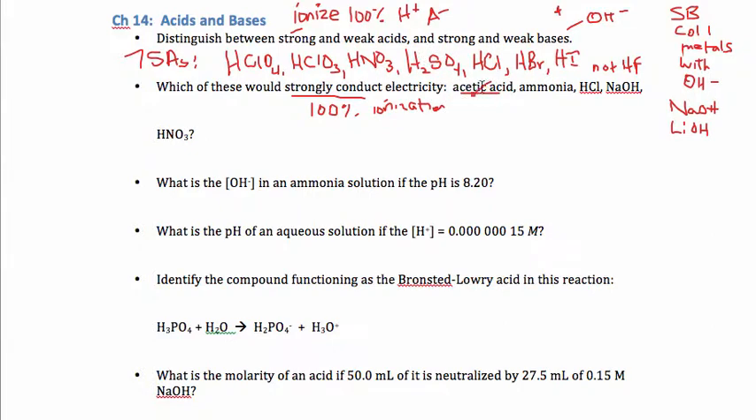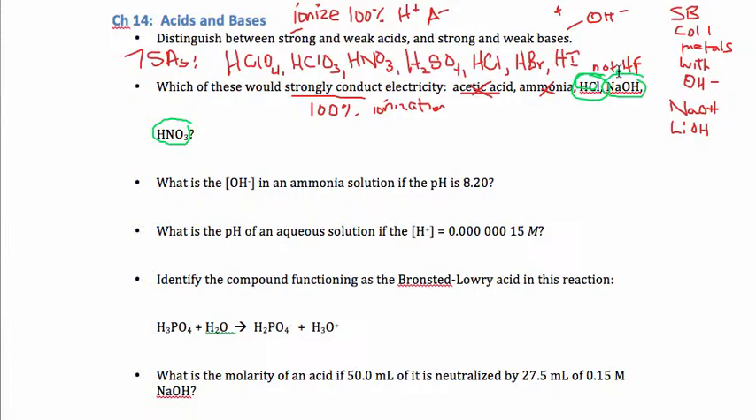Is acetic acid on the list above? No. Is ammonia a strong base? No, just column 1 metals with hydroxide. Is HCl on the list? Yes. Is NaOH on the list? Yes. Is HNO3 on the list? Yes. So memorize these 7 strong acids, know that column 1 metals with hydroxide form strong bases, and you're all set for these questions. Now we have a number of calculations for pH.